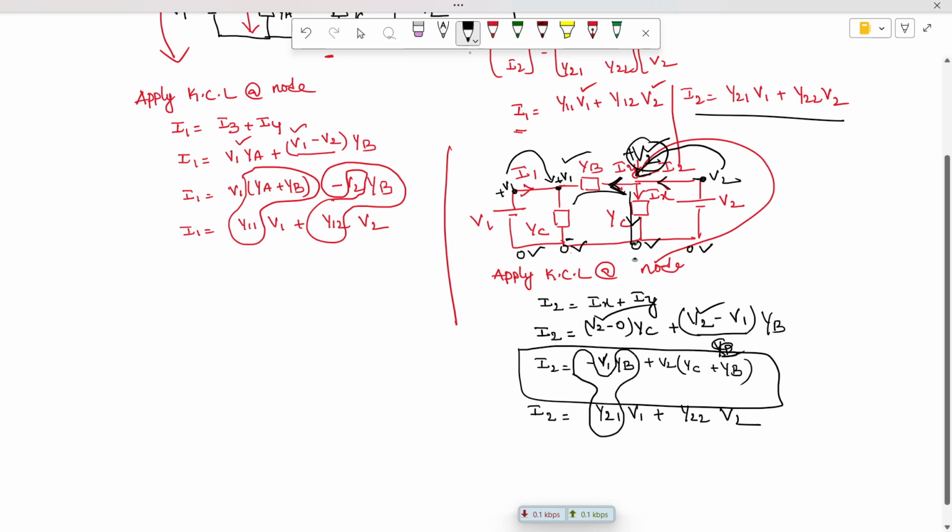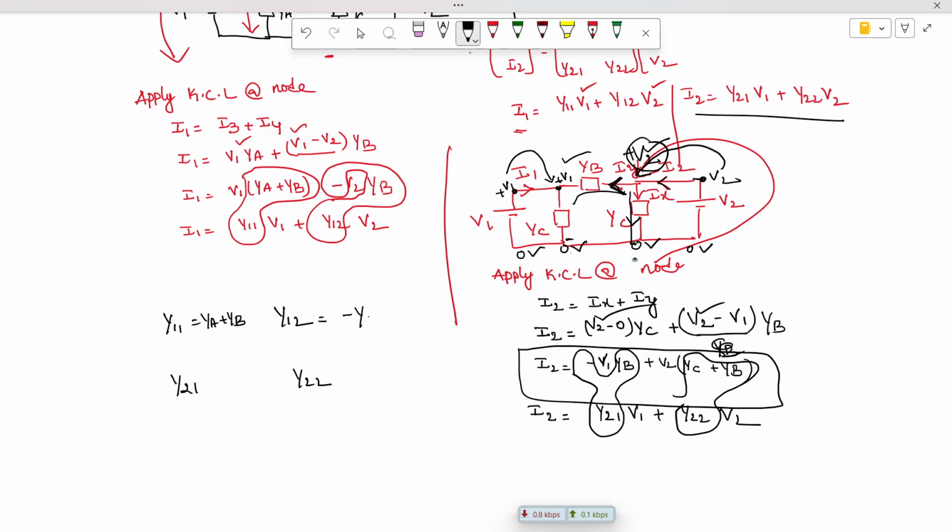Now let's write it in the standard format: y11, y12, y21, as well as y22. y11 is YA plus YB, y12 is minus YB, y21 is minus YB, and y22 is YB plus YC. This is very, very important.